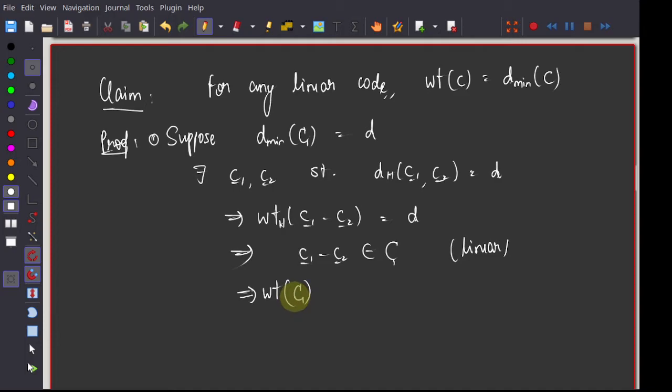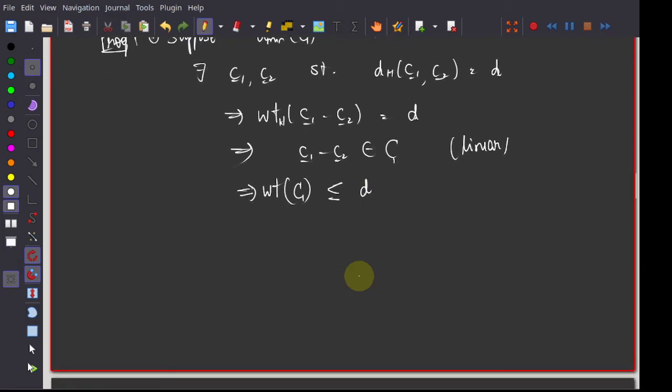Correct. But then it does not mean that there is no other code word with smaller Hamming weight, right? I've shown that there exists one code word with Hamming weight equal to d. All I can say is that the Hamming weight of the code is less than or equal to d. At this point, that is all that I can conclude. Now I want to show that it is not just less than or equal to d, it is exactly equal to d.